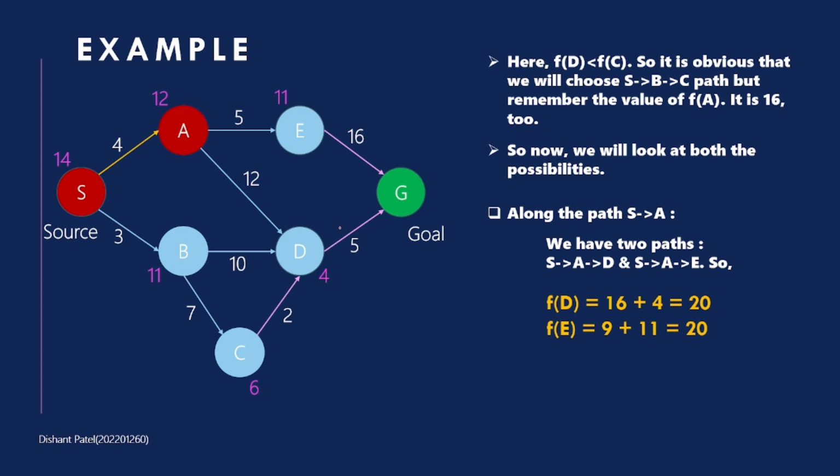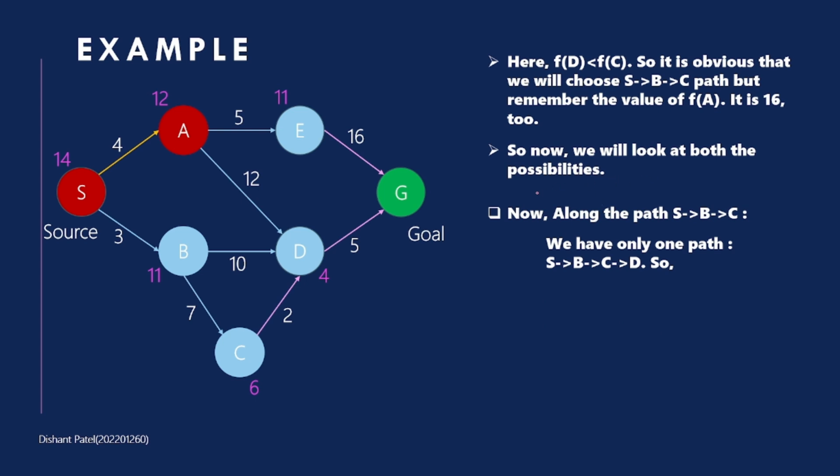So f of D along the path S to A and A to D: the actual value will become 4 plus 12, 16, and the heuristic value of D is 4. So f of D will become 20. And f of E: the actual value is 4 plus 5, 9, and the heuristic value is 11. So f of E will become 20.